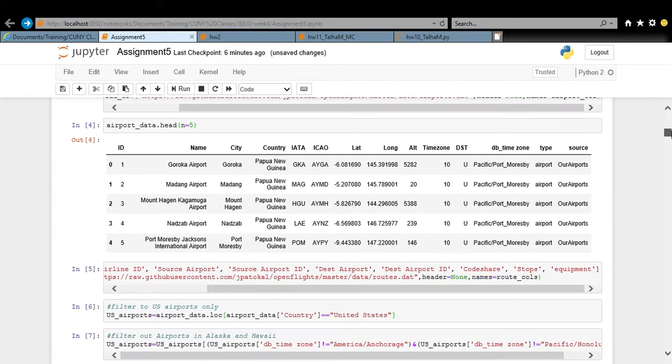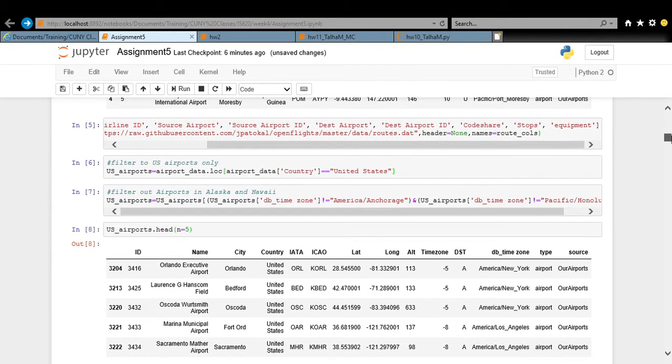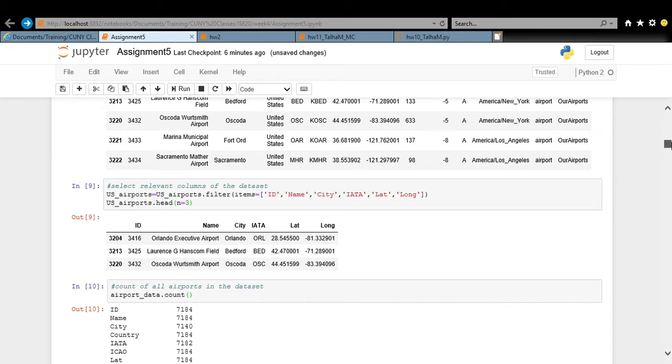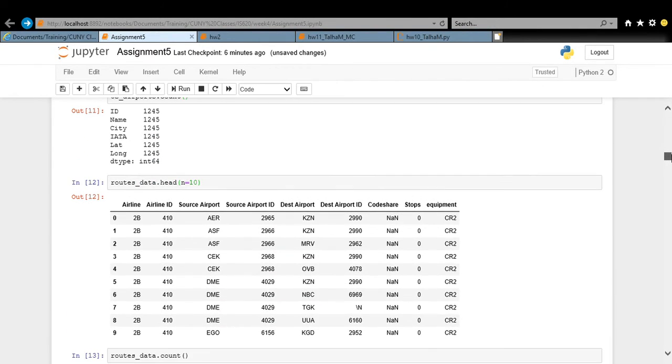The head of the data shows basically that, like I mentioned, there are two data sets primarily. One is the airport data set, which is shown here and contains a comprehensive data set of airports across the world. And then the second one is a data set that looks at flights, so the routes data set.